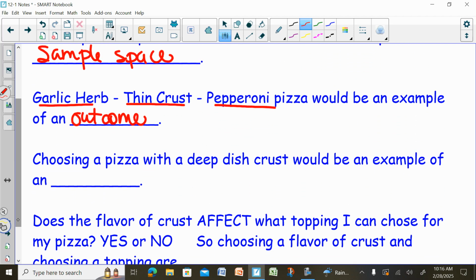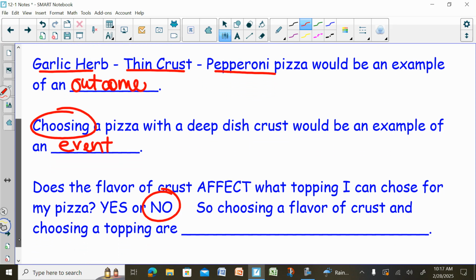The actual act of choosing or selecting a pizza with a deep dish crust would be an example of an event. It's what's occurring, the thing that's happening. Does the flavor crust affect what topping I can choose for my pizza? I mean, other than personal choice, no, it really doesn't. You could make any combination. Some might be gross, personally speaking, in your opinion, but we don't take opinion into consideration.